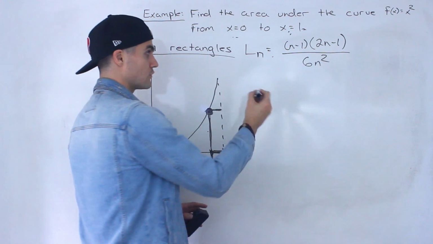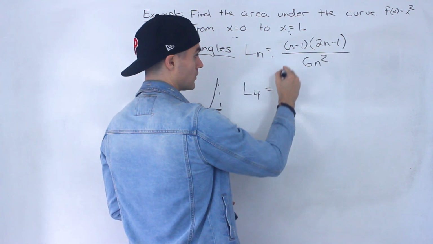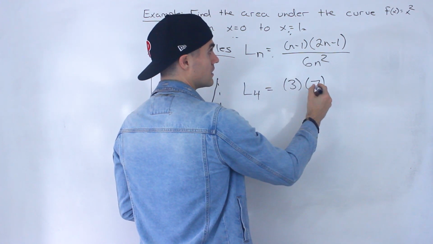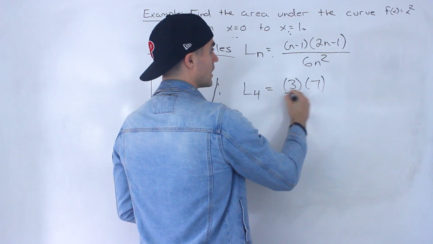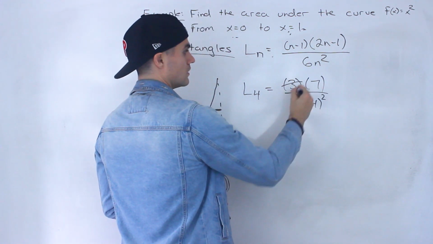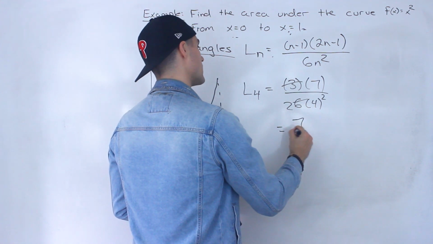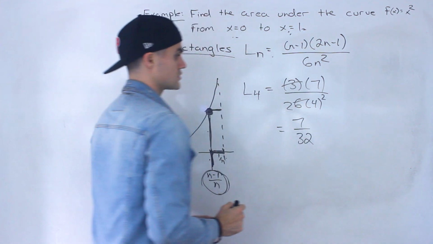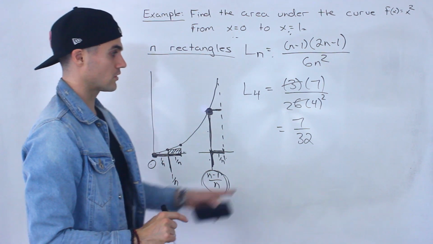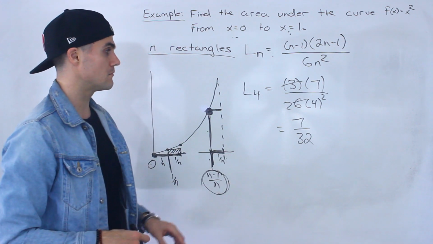So remember when we did 4, what's L4 going to be according to this formula? Well, notice we would have 3, then we'd have 7, then we'd have 6 times 4 to the power of 2, and we'd end up with 7 over 32, which, if you remember, that's the value that we got for L4 when we did it manually.